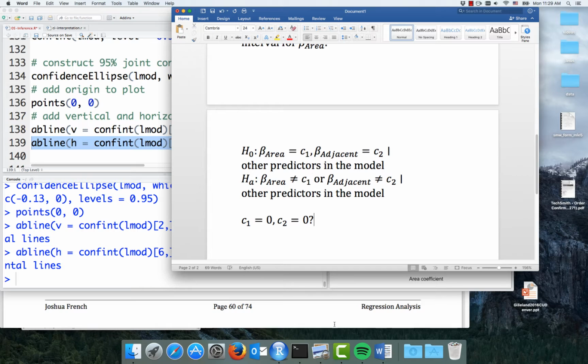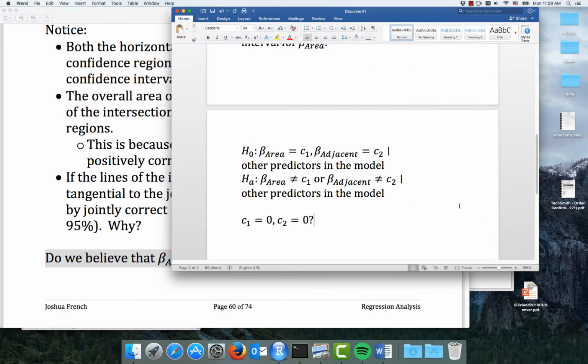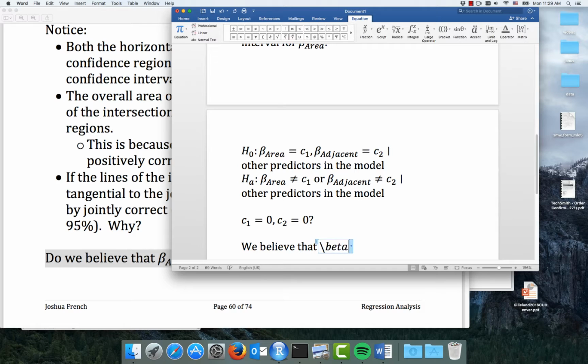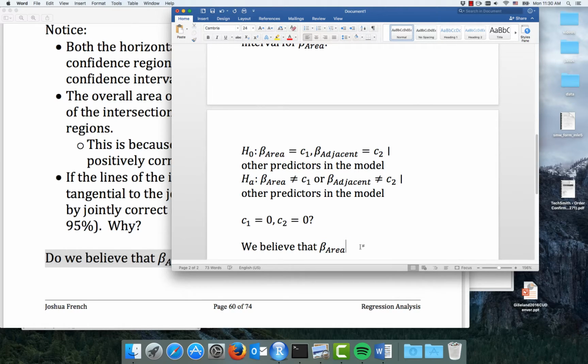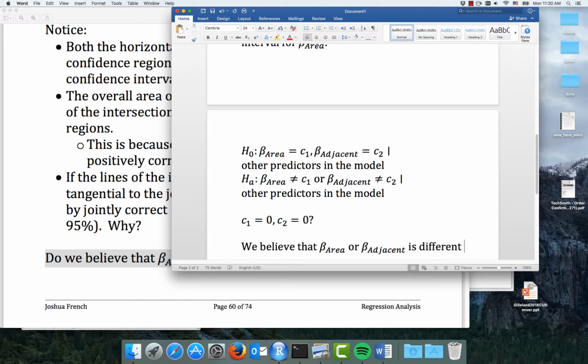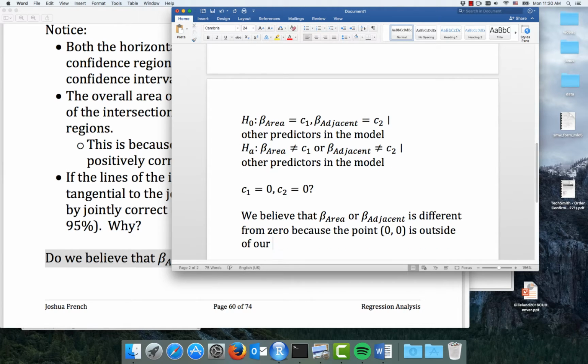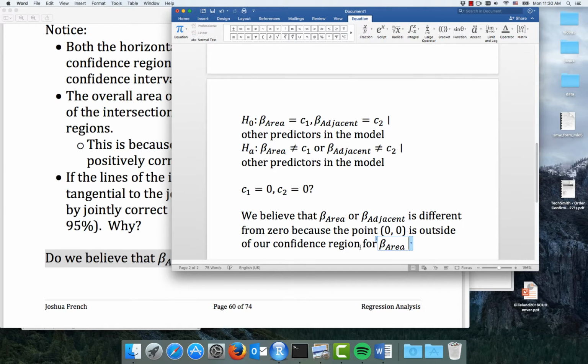So our conclusion here to this question is, yes, we believe they're different from 0, because we believe that beta area or beta adjacent is different from 0, because the point 0, 0 is outside of our confidence region for beta area and beta adjacent.